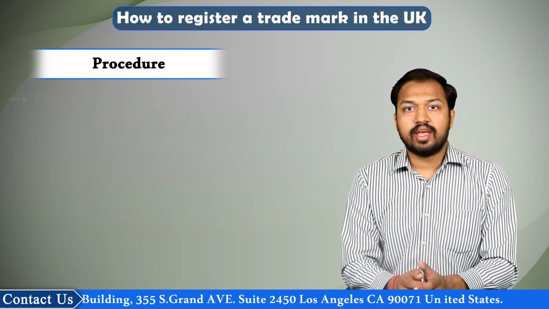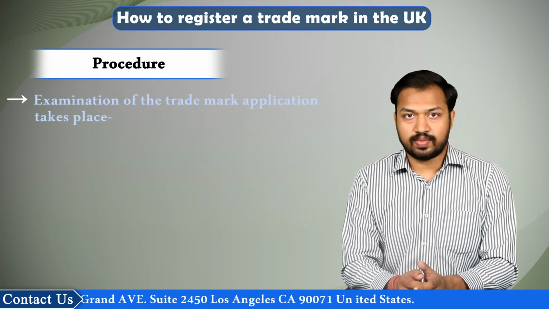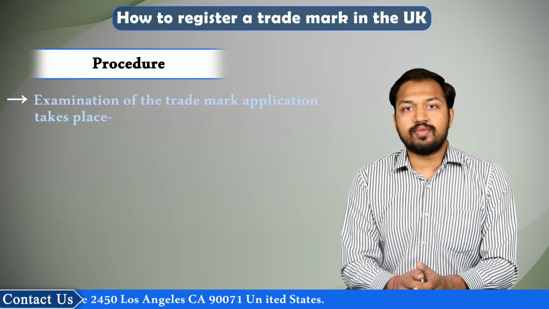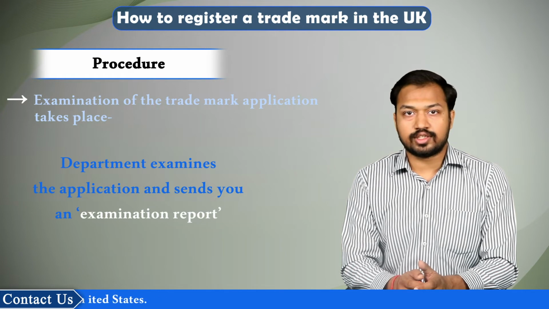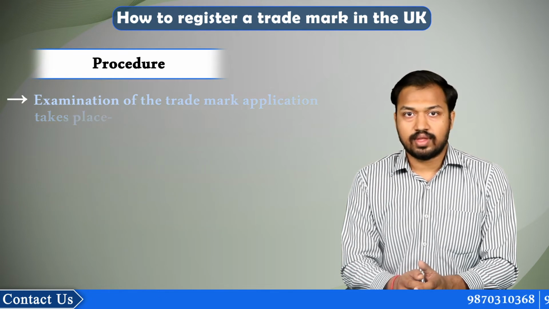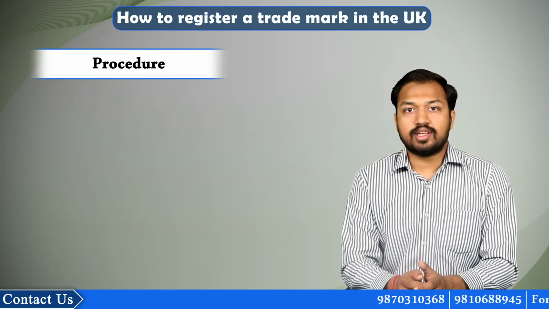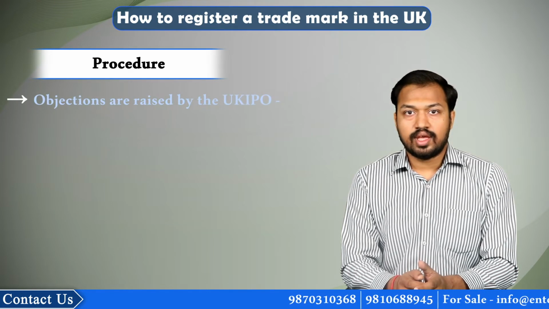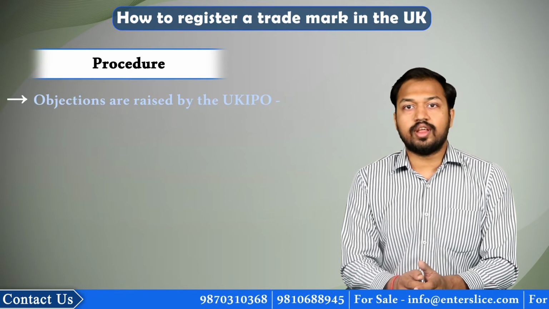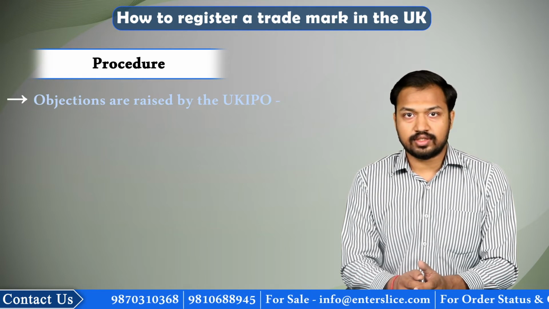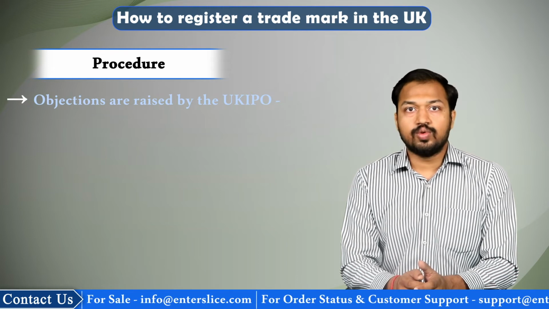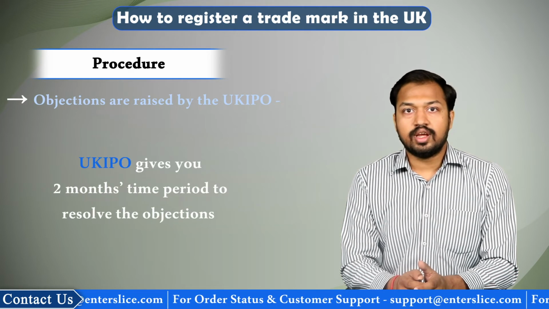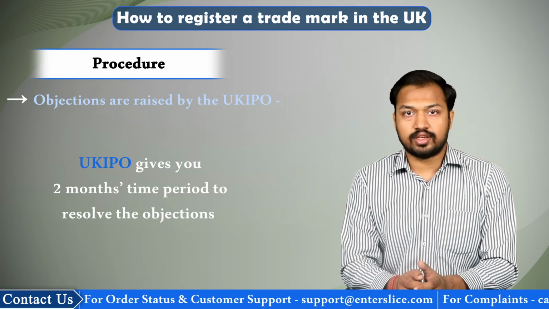In the fourth step, examination of the trademark application takes place. Once the application has been filed with the UK IPO, the department examines the particulars of the application and sends you an examination report within a period of 2 to 3 weeks. In the fifth step, objections are raised by the UK IPO. The examination report tells you about the deficiencies in the particulars of your application. These are known as the objections that are raised by the UK IPO itself. UK IPO then gives you a 2 months period to resolve the objections mentioned in the application.